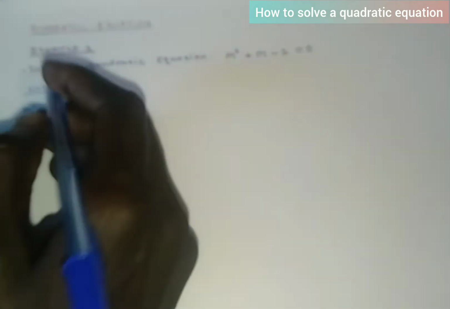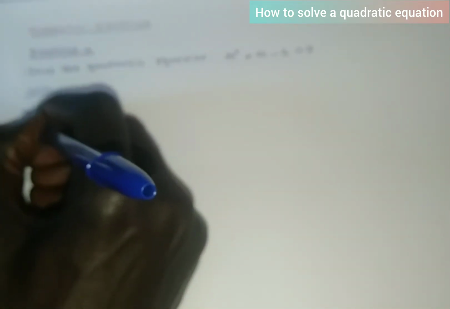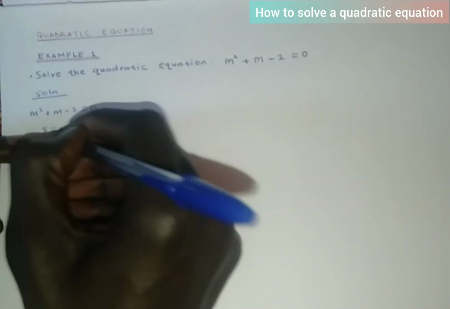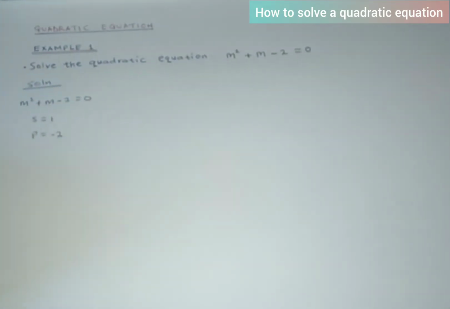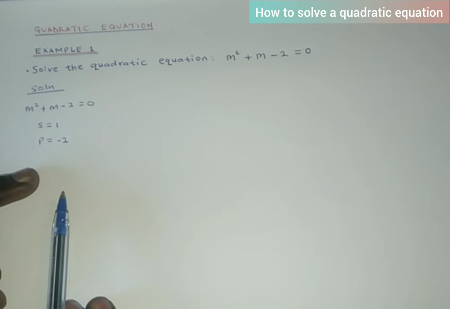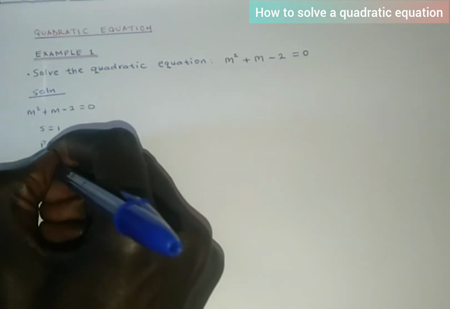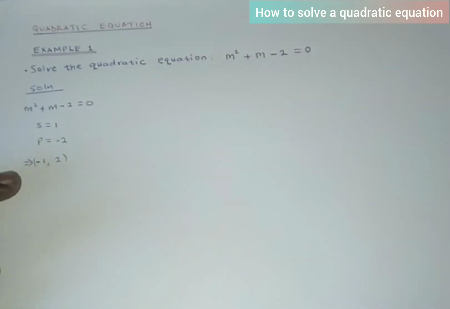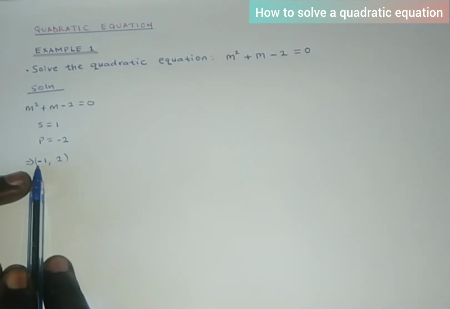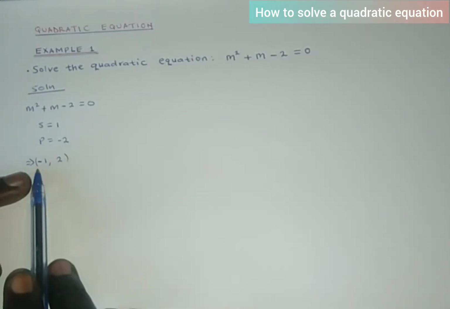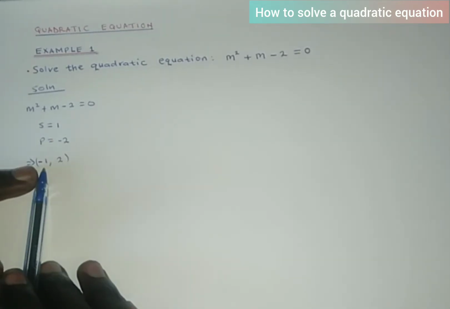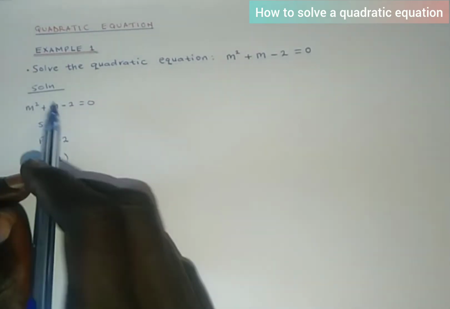Let's find two numbers that when we add them, we get 1, and when we multiply them, we get negative 2. So these are negative 1 and 2. These are our two numbers. Negative 1 times 2 is negative 2, and negative 1 plus 2 is 1. So we substitute them into our formula.